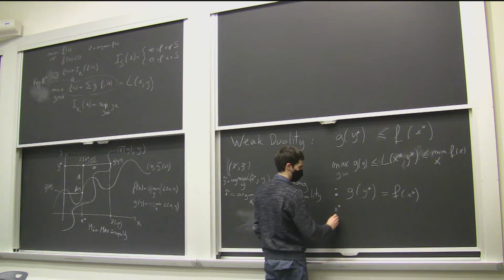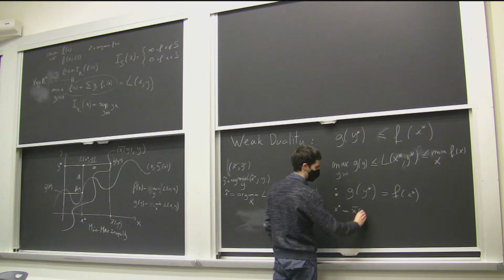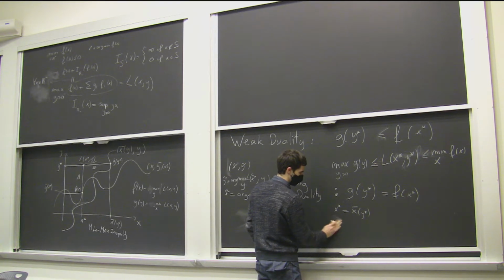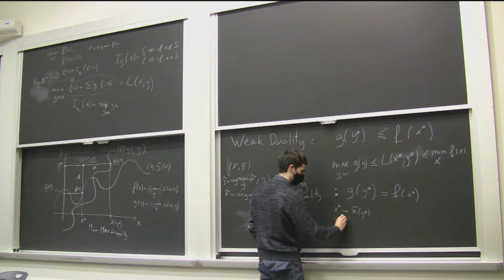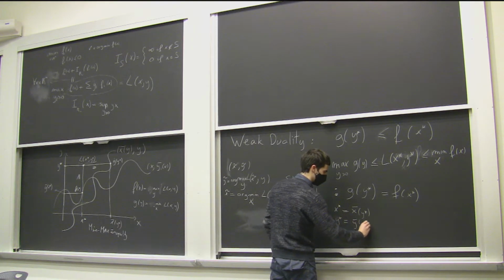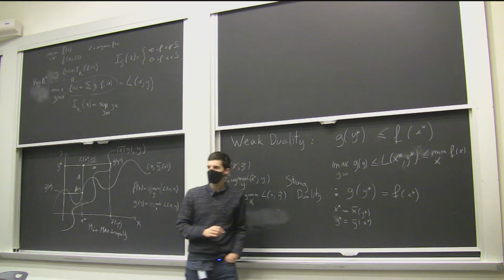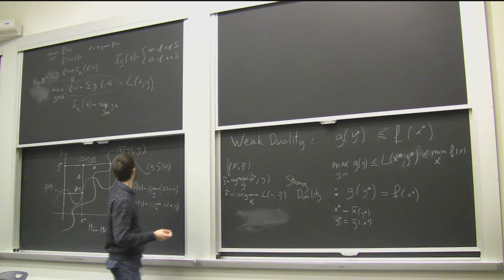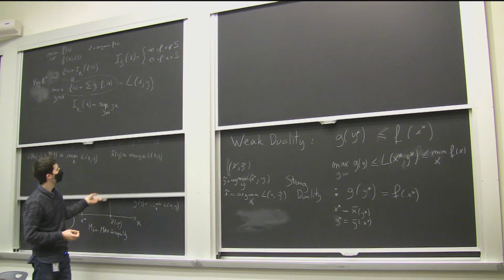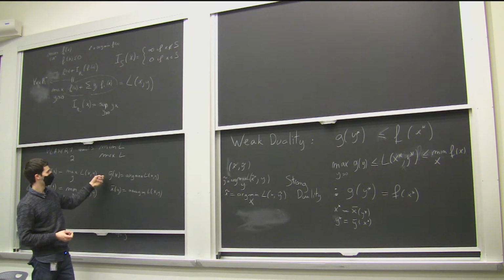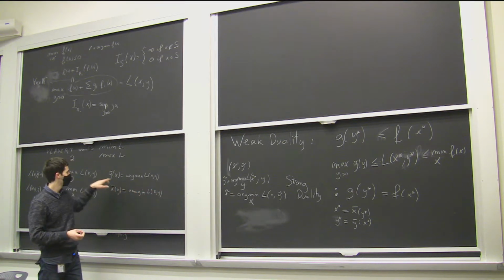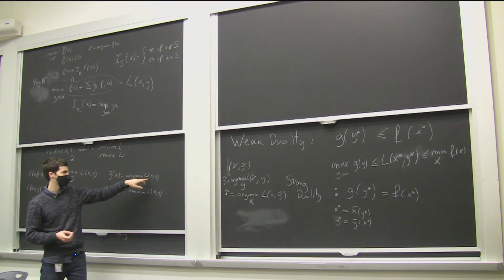Okay, so whenever you have strong duality, what you know is that x star is x bar of y star, and y bar of x star is y star. So you have that x star is the argmin of L of x y star, and y star is the argmax of L of x star y.